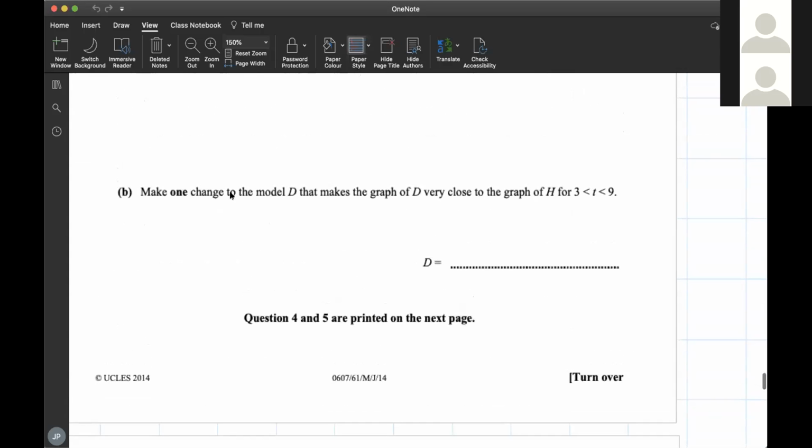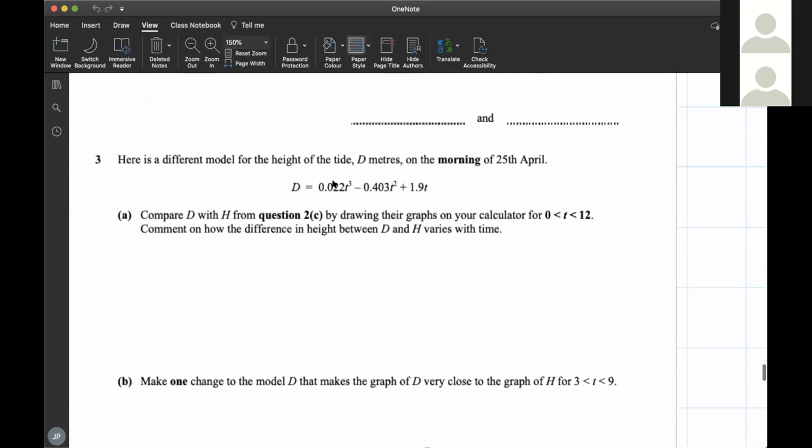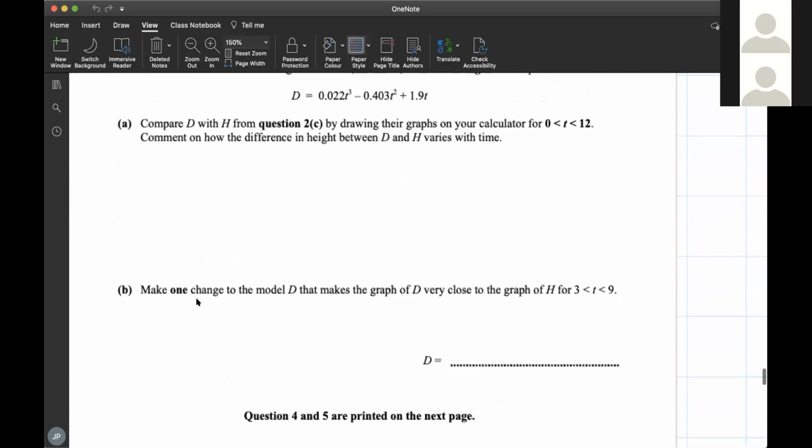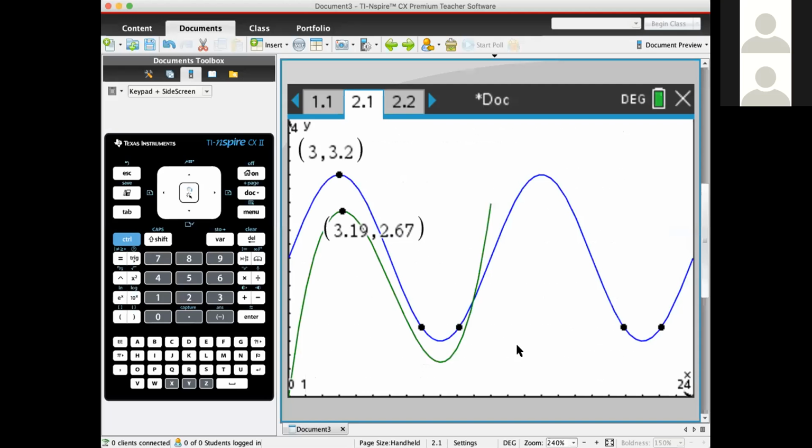It says, make one small change to D. What is D? D is the cubic model. Make one small change to D that makes the graph of D very close to the graph of H for values from 3 to 9. I love this question. You can see that they're so different, these are different graphs. Make one small change.